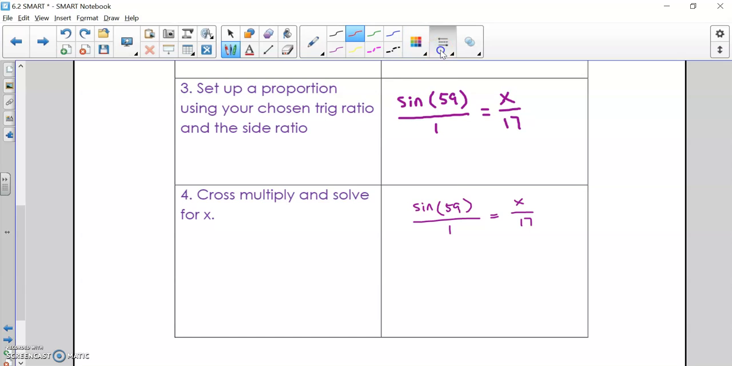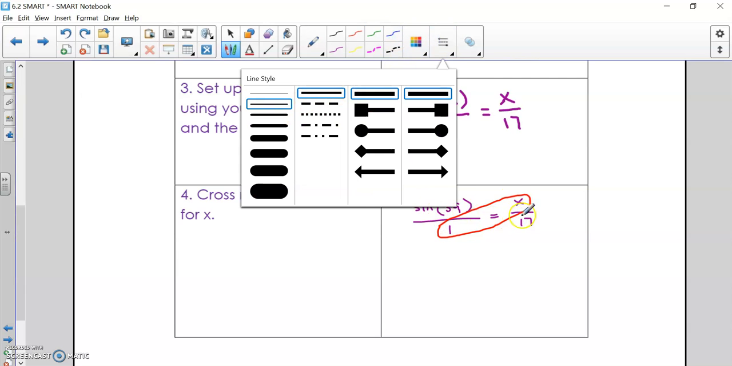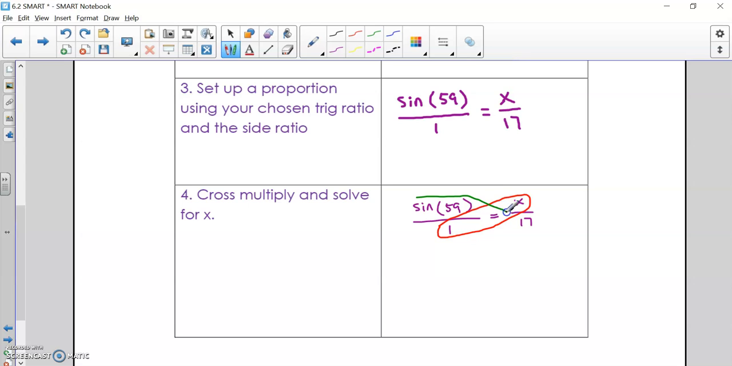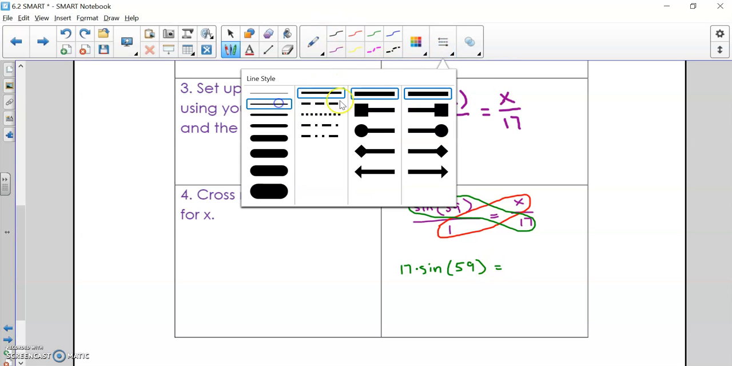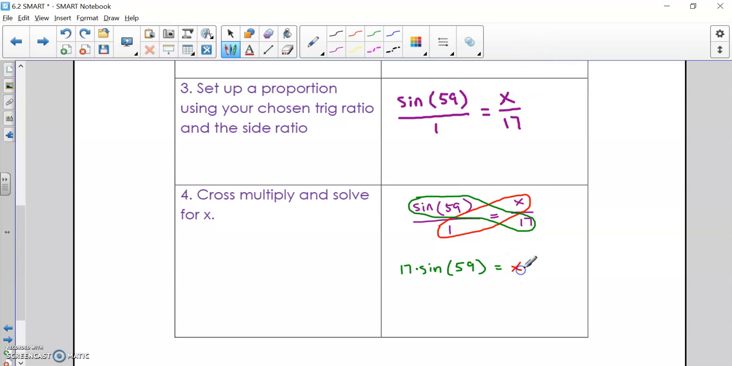Now I can cross multiply just like we are used to. So here's one diagonal, and here is the other diagonal. It looks a little weird because of these letters, but it works exactly the same way. One diagonal is going to give me 17 times the sine of 59, and the other diagonal is going to give me 1 times x, which is just x. Lucky for us, this time I don't have to do any extra work to solve for x because it's already by itself on this side of the equal sign.